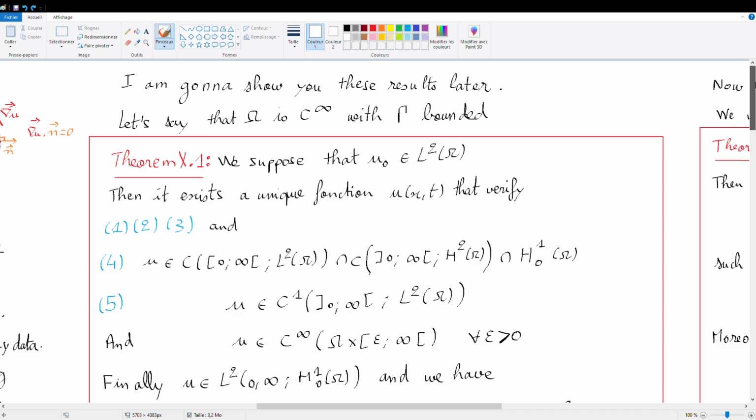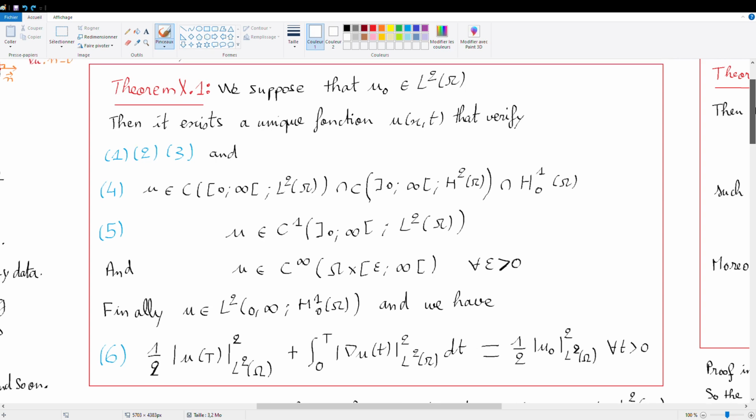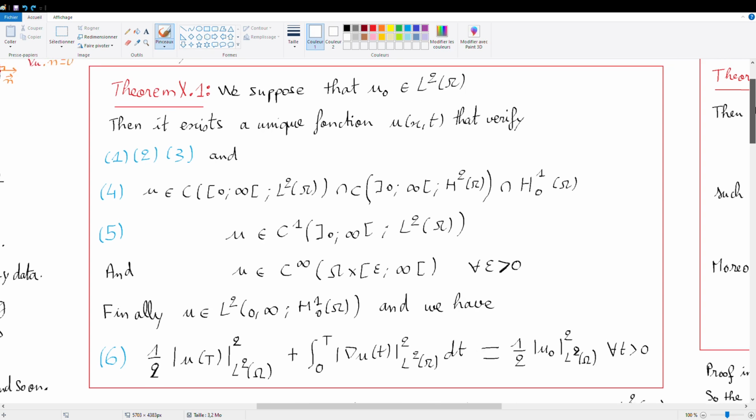Let's say that omega is C infinity with gamma bounded. Theorem 10.1 says that if we suppose u0 is in L2 of omega, then there exists a unique function u(x,t) that verifies our three equations and conditions 4 and 5, and also u will be in C infinity of omega bar times epsilon infinity. So we need to be a little more exhaustive with the notation in 5.